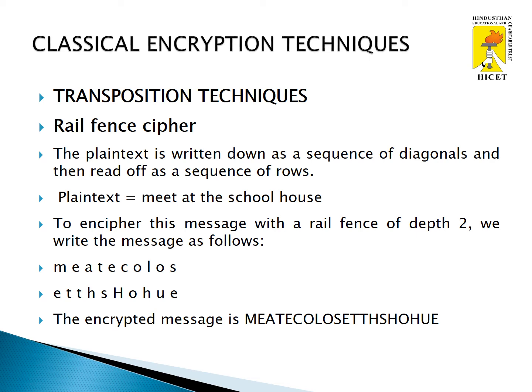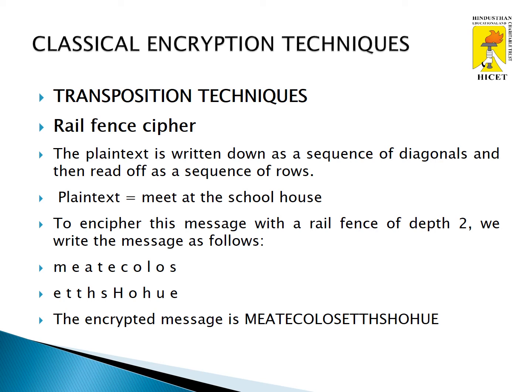Then the second technique is the transposition technique. Here the plain text letters are rearranged to form a ciphertext. It is also called a permutation cipher, which means shuffling the plain text without altering the actual letters used. The rail fence cipher is the simplest cipher in the transposition technique. Here the plain text is written down as a sequence of diagonals and then read off as a sequence of rows. The plain text is "meet at the schoolhouse".